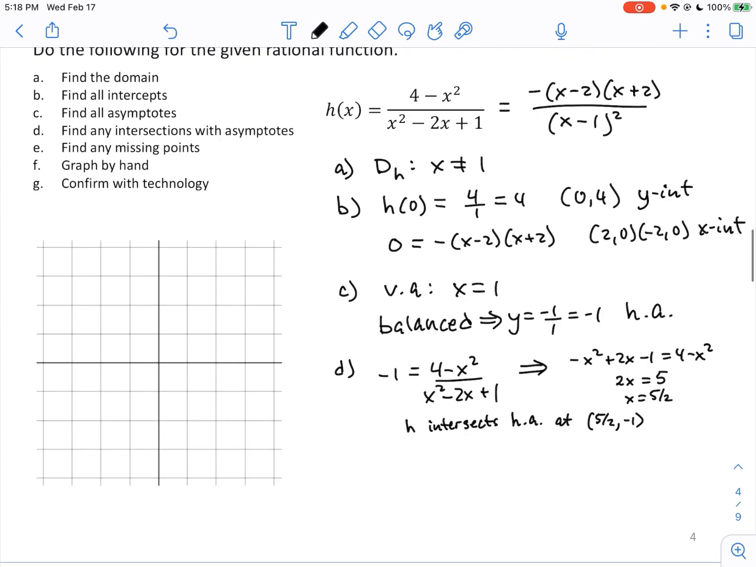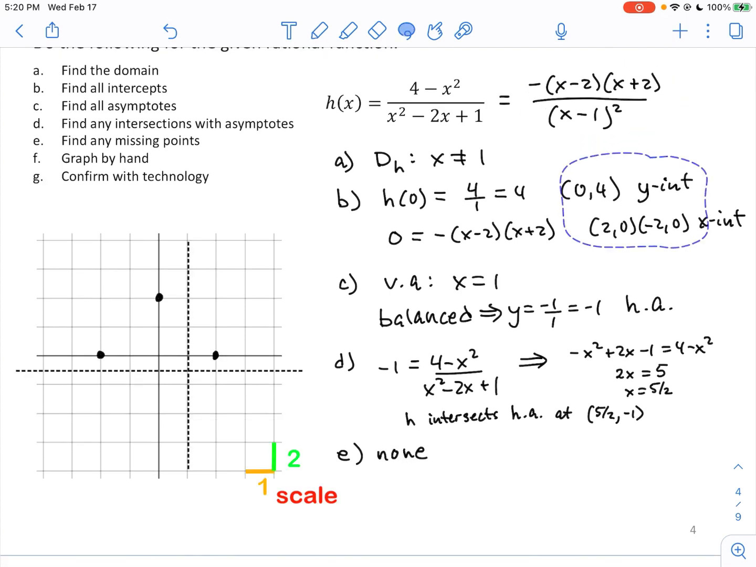Part E, find any missing points. Well, no factors here canceled. There's not going to be any missing points we have to worry about, so that's done. And then F is graph by hand. Now I got my intercepts plotted. I got my one vertical asymptote. I got my one horizontal asymptote. I can see that we're going to intersect the horizontal asymptote at 5 halves, -1, so that's 2.5, -1. So right here is going to be an intersection with the asymptote.